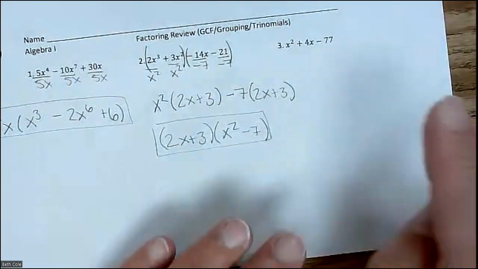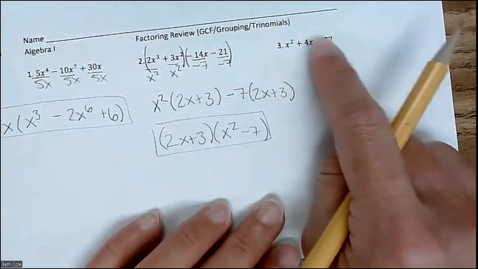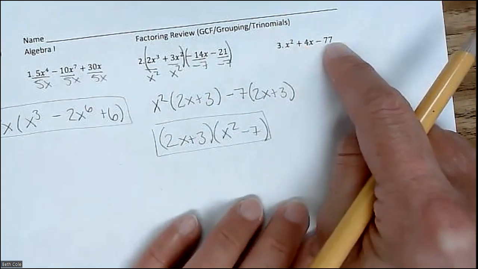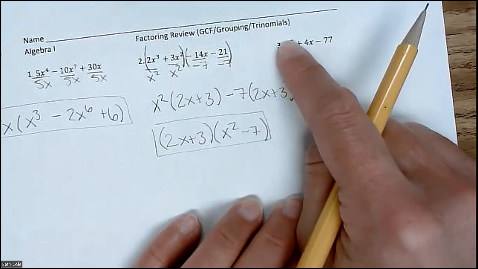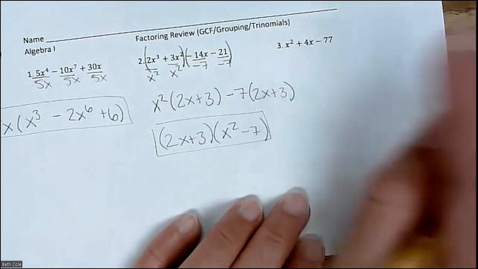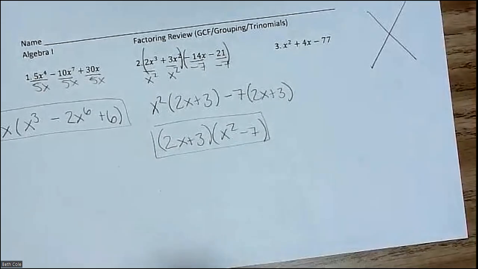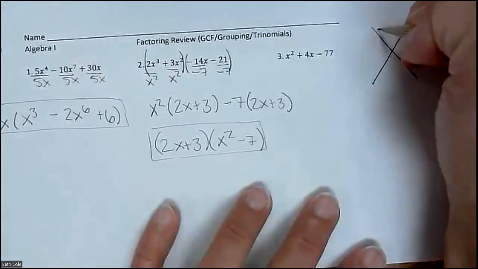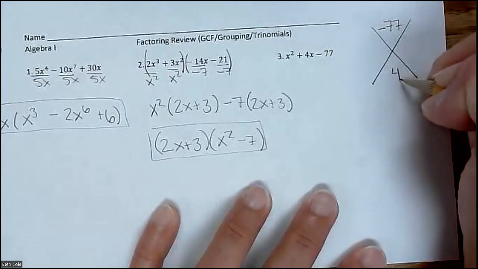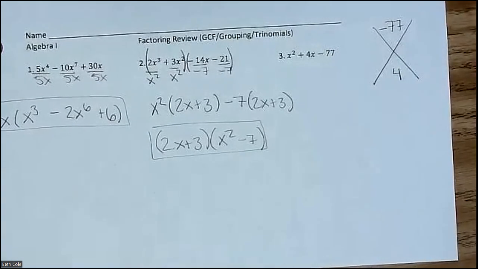Okay. Now, this one is a trinomial. You have an x squared, an x, and a number. Do you see anything in front of the x squared? No, so it's one of those basic, easy ones. We're going to do an x box. The -77 goes up top. The 4 goes on the bottom. Now, I don't worry about the negatives first. I just come up with numbers first, then deal with the negatives.